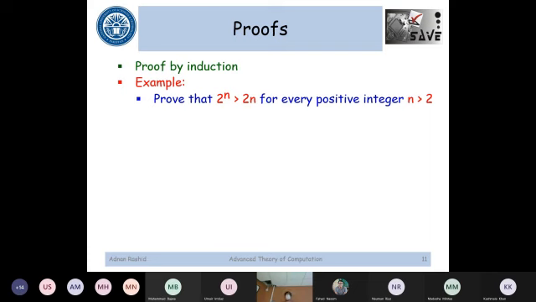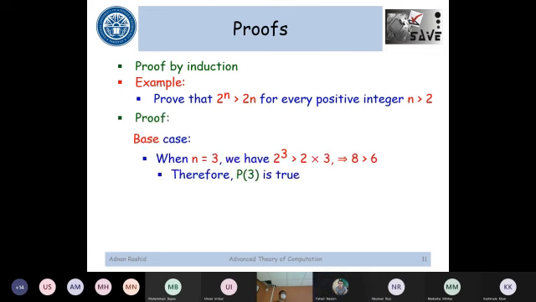Now what would be the base case for this problem? n is equal to 3 would be the base case for this problem. Base case is the very first value of that argument. So if you put 3 over here in the equation, that is 2 raised to power 3 greater than 2 into 3, and you can see 8 would be greater than 6. And this base case can be easily proved.